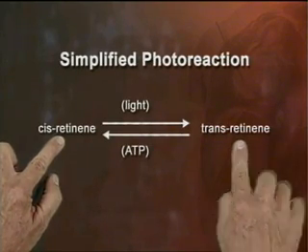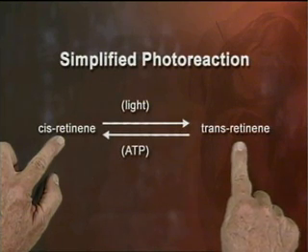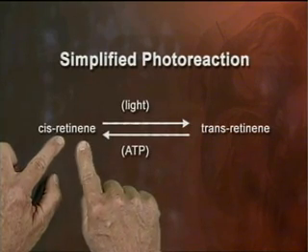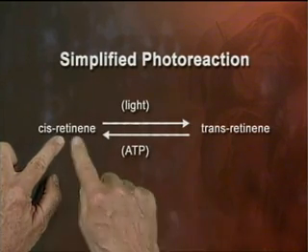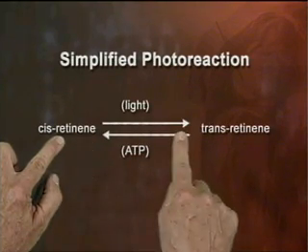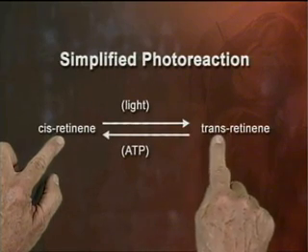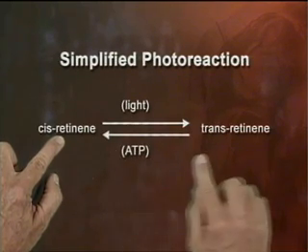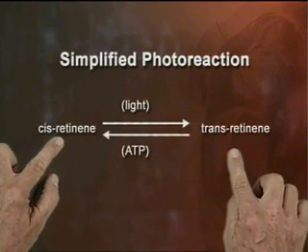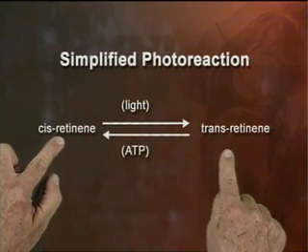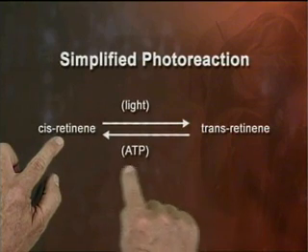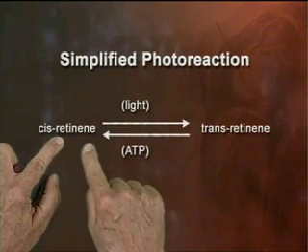Now, that trans-retinine can be reused if it's regenerated with ATP back to cis-retinine. So we can recycle this retinine back and forth. Light converts it from cis to trans. It requires ATP to convert it from trans back to cis. At normal light levels, moderate to bright light levels, cones can regenerate this back from trans to cis, and so cones continue to operate at normal light levels.